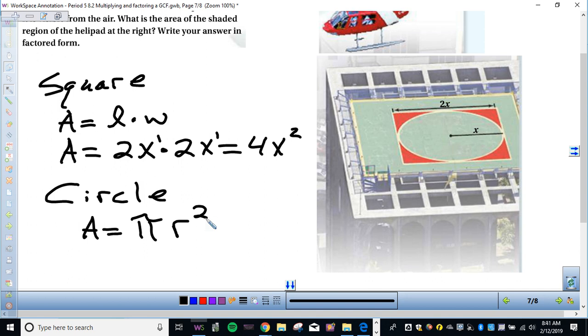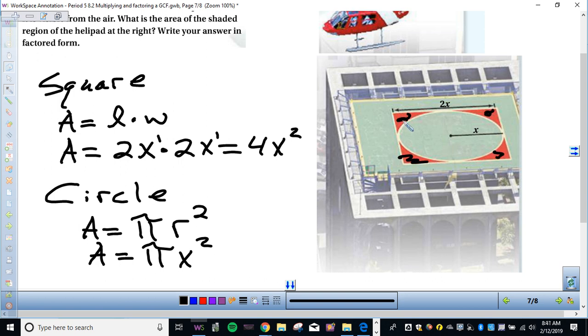Okay. So what's the radius of this circle? x. So pi what? Pi x squared. Okay. How do we get the area of the middle here? Or they want the red part. What is the area of the shaded region? So they want this part.